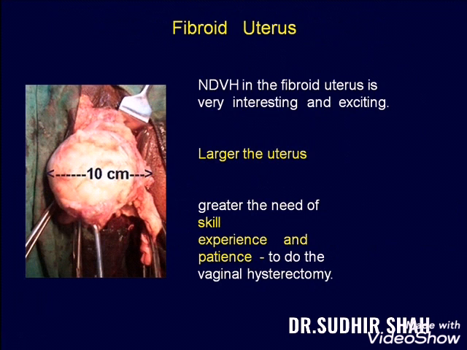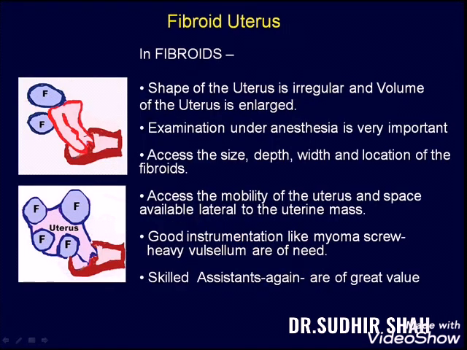Next important cases are fibroid uterus. NDVH in the fibroid uterus is very interesting and exciting. Larger the uterus, greater the need of skill, experience, and patience to do the vaginal hysterectomy. In fibroids, the shape of the uterus is irregular and the volume of the uterus is enlarged.